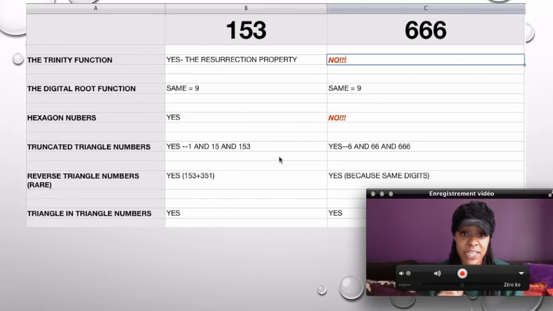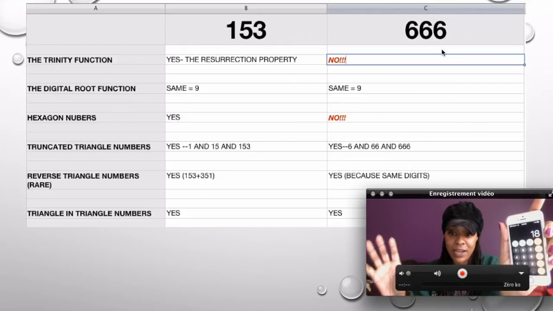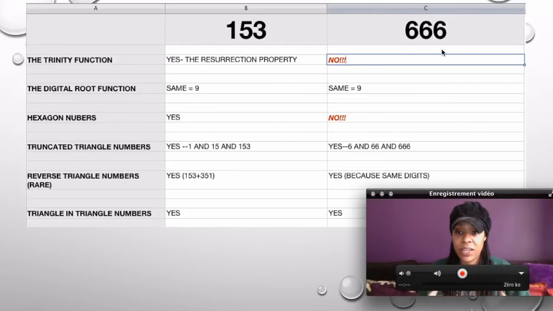All right, today we're going to talk about the digital root function. The digital root function is a very easy calculation. What you do is add the digits. So 1 plus 5 plus 3 equals 9. Very simple. 6 plus 6 plus 6 equals 18. 1 plus 8 equals 9. So you just keep adding the digits down until you get to the smallest quantity possible, one digit, and it's 9. Now, this is math, and it's called the digital root function. And in that function, they are the same. They both equal 9.